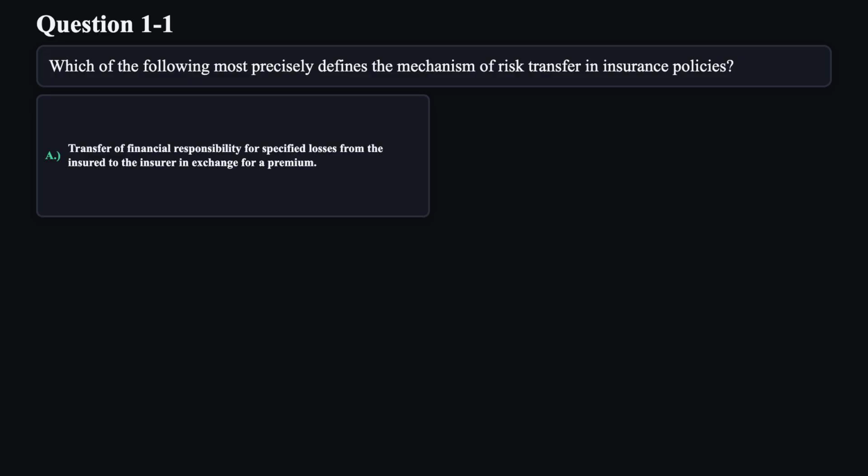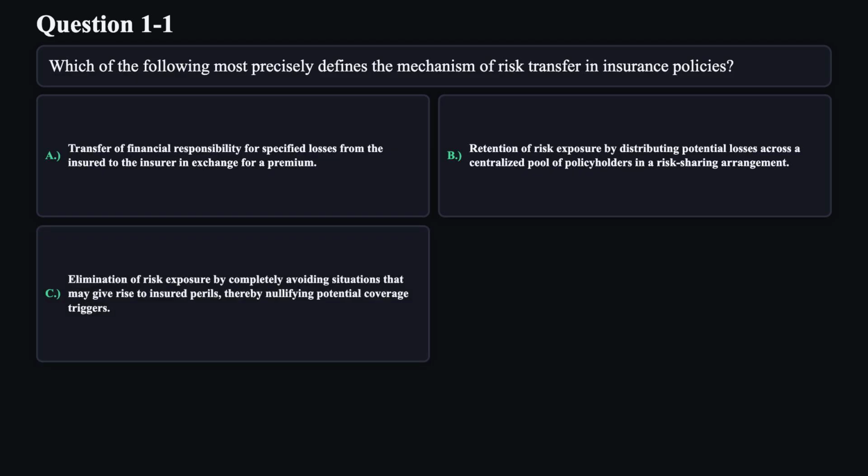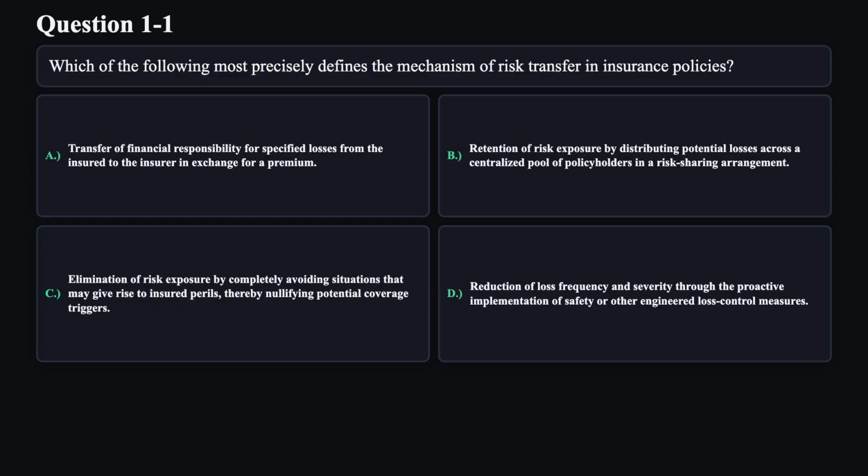A. Transfer of financial responsibility for specified losses from the insured to the insurer in exchange for a premium. B. Retention of risk exposure by distributing potential losses across a centralized pool of policyholders in a risk-sharing arrangement. C. Elimination of risk exposure by completely avoiding situations that may give rise to insured perils, thereby nullifying potential coverage triggers. D. Reduction of loss frequency and severity through the proactive implementation of safety or other engineered loss control measures.